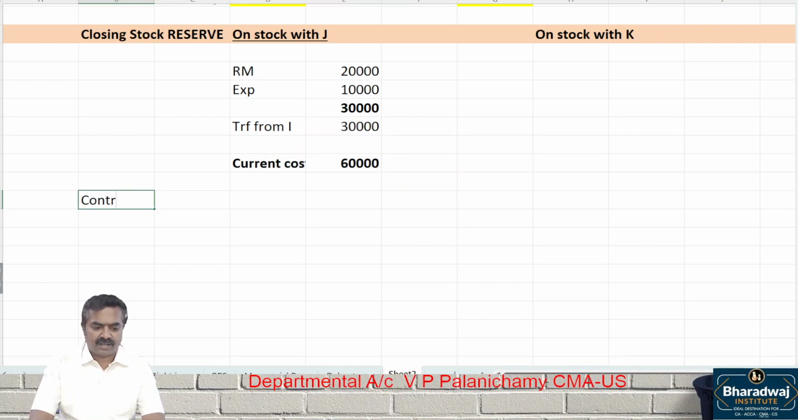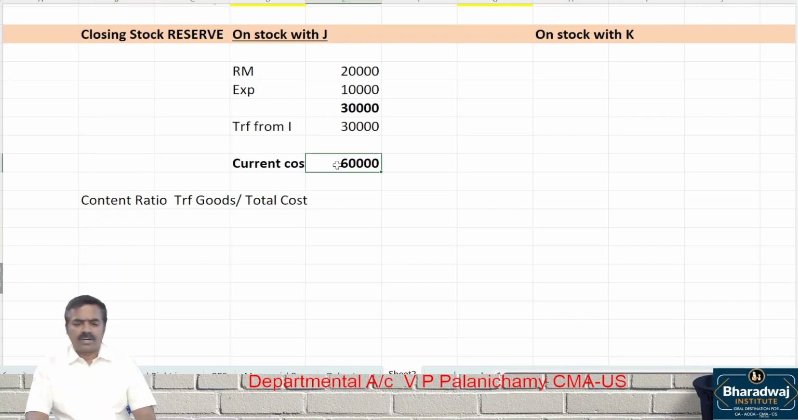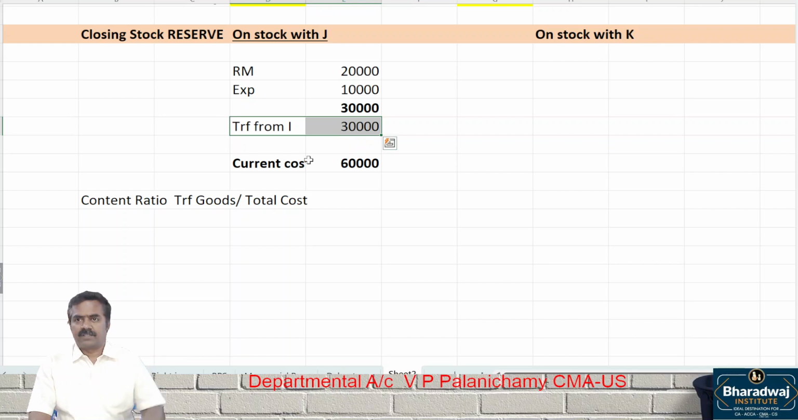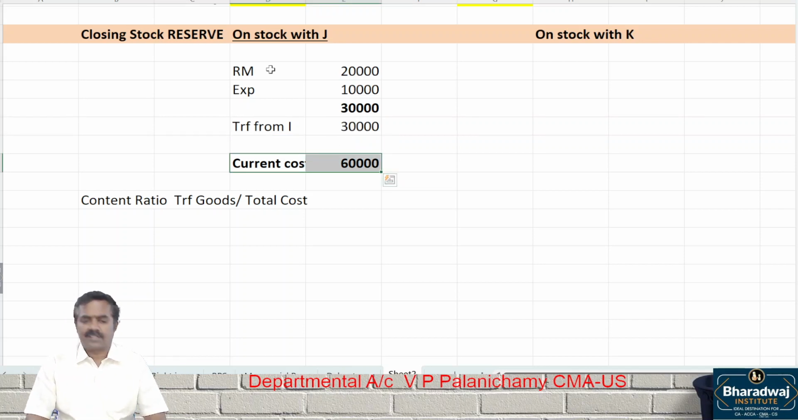That we call the content ratio. Content ratio is nothing but transferred goods to total cost. Of my total cost of 60,000, how much is the transferred goods cost? Sir, what is my total cost of J? Current year cost of J? 30,000, material plus expenses. Transferred from other department is 30,000. What is the total current cost? 60,000. See how much the transferred goods occupy in 60,000.